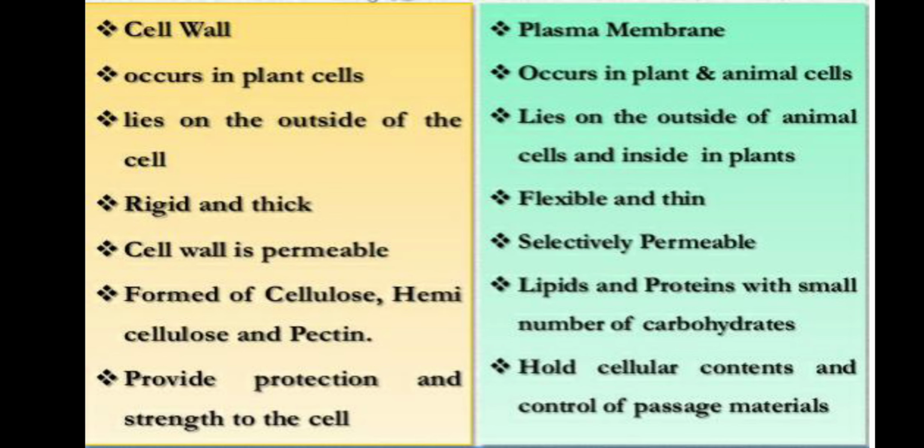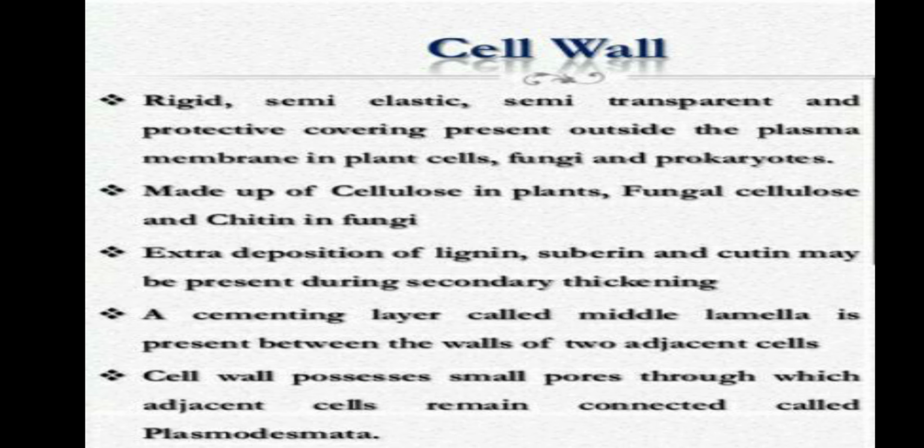The cell wall is permeable. What is the meaning of permeable? Permeable means which allows entry and exit of every substance. Which allows entry and exit of only some selected substances is selectively permeable. So our cell wall is permeable, allowing everything to pass through, while the plasma membrane allows only selected substances, so it is selectively permeable. The cell wall provides protection and mechanical strength to the cell, while the plasma membrane allows entry and exit of substances. The cell wall is rigid and semi-elastic.